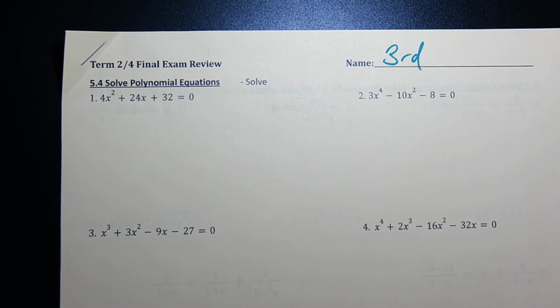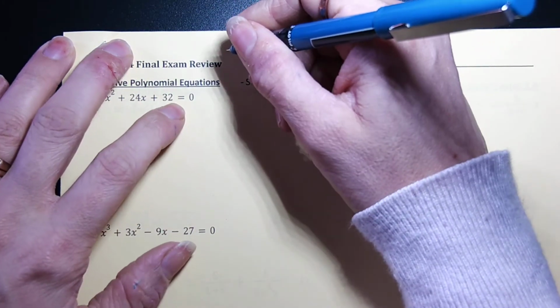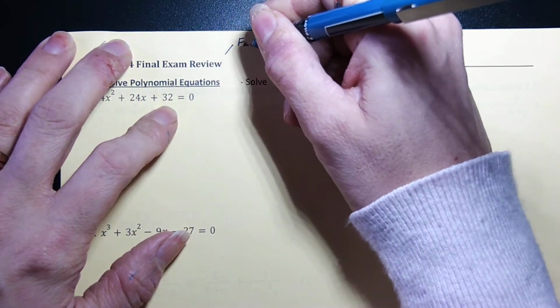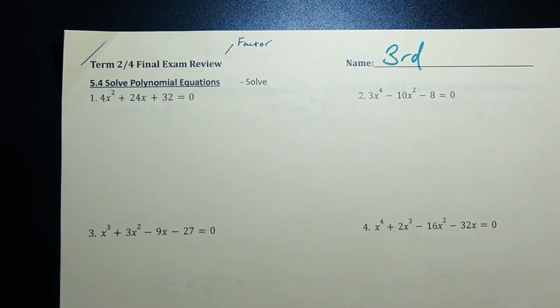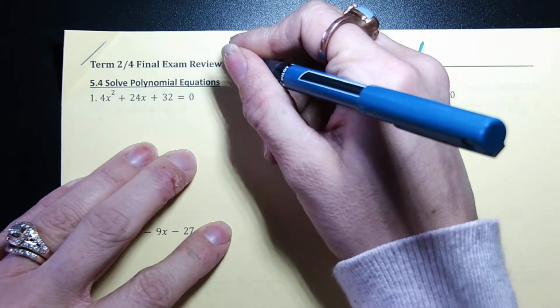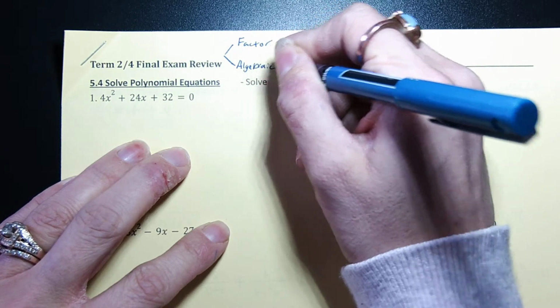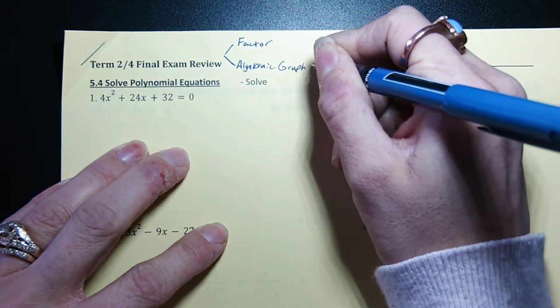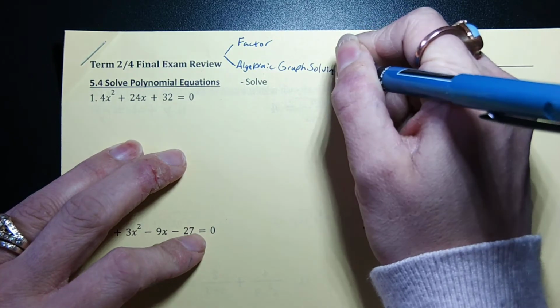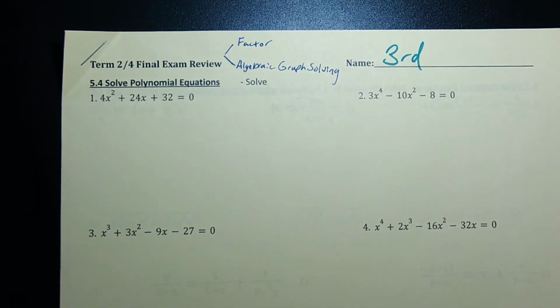What's our easiest method of solving quadratics or polynomials? Factoring. So we want to try to factor. And what do we do if we can't factor? Then we got to do that algebraic graph solving. More on that later. So let's start with factoring.